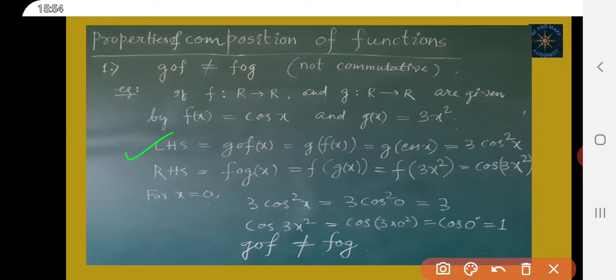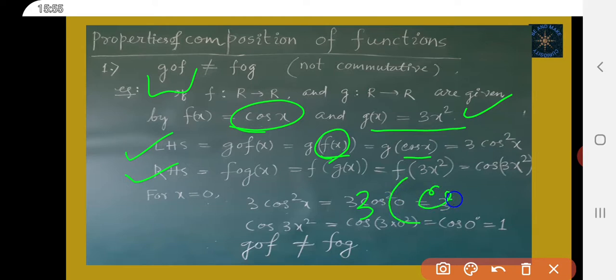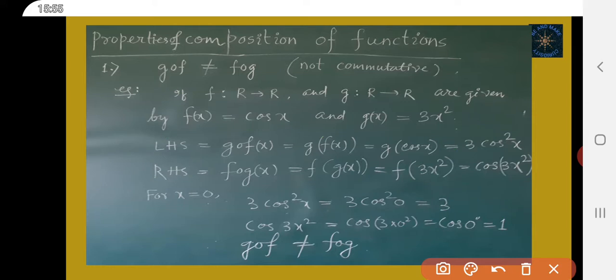Now you find LHS, GOF, and RHS, FOG. Here GOF of X is equal to G of F of X, and F of X is cos X. So you can write G of cos X, and G is defined as 3 into X square, so you can write 3 into cos X whole square, that is equal to 3 cos square X. So GOF of X is equal to 3 cos square X.